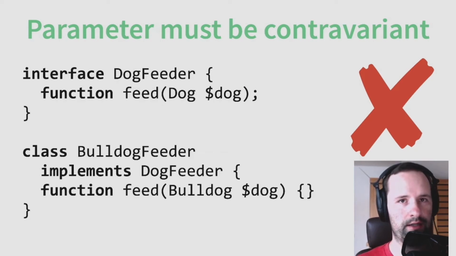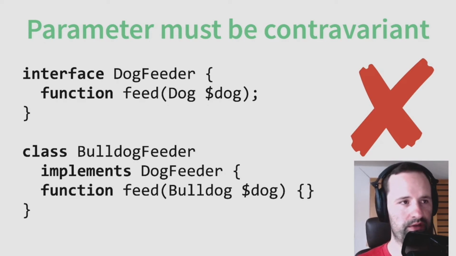And there are certain rules connected to these terms. So when we are implementing or overriding a method, the parameter must have a contravariant type. It must be the same or less specific than the interface or the parent. We cannot go from a general dog to a more specific dog breed. So in this case, the BullDogFeeder implementation is incorrect because the BullDog parameter type is covariant, it's not contravariant.